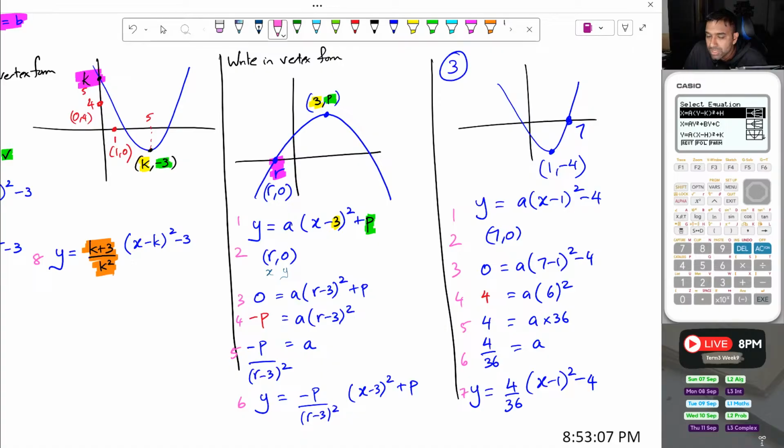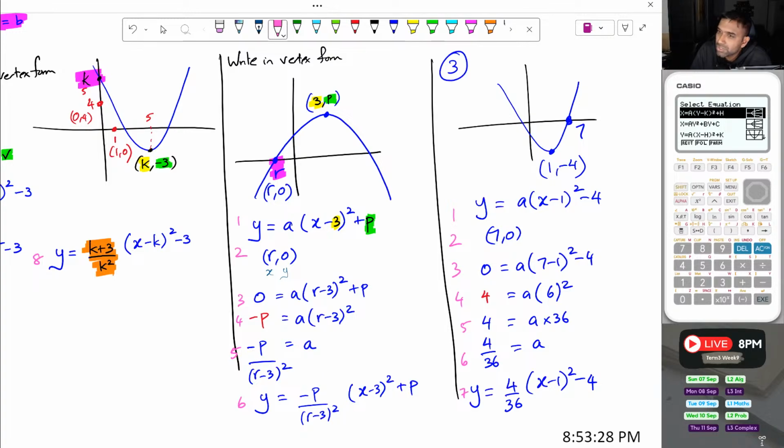Now, the rules are pretty much the same for intercept form as well. So for intercept form, would the third one be a merit, Hansi? No, the third one would still be an achieved because you can actually do that on the graphics calculator as well. I don't think that would be a merit.